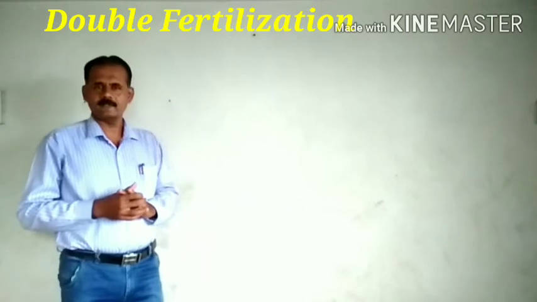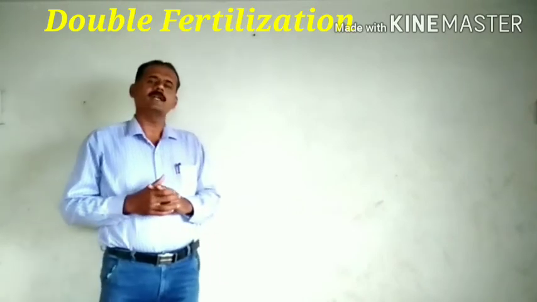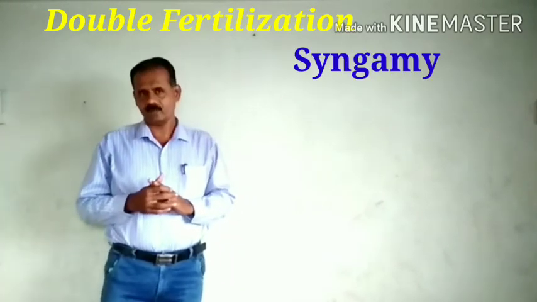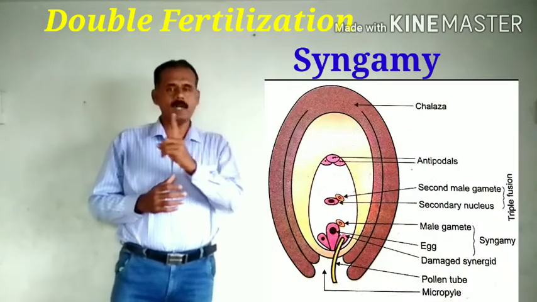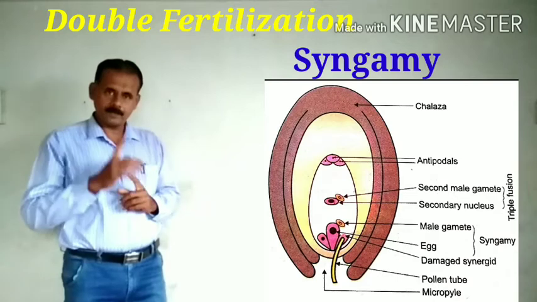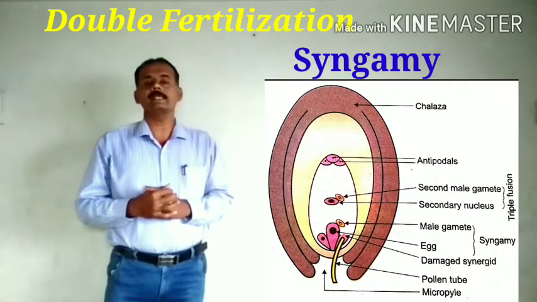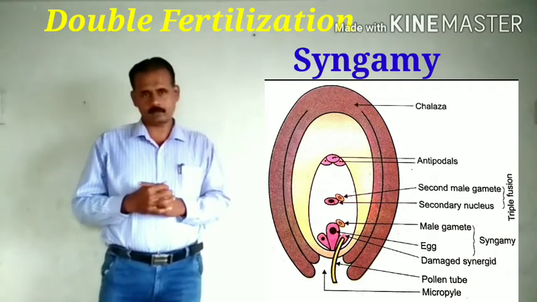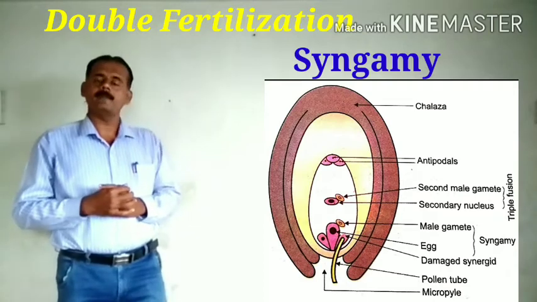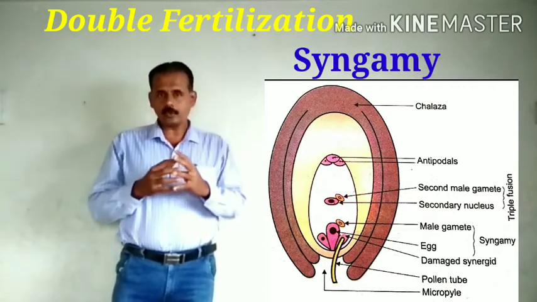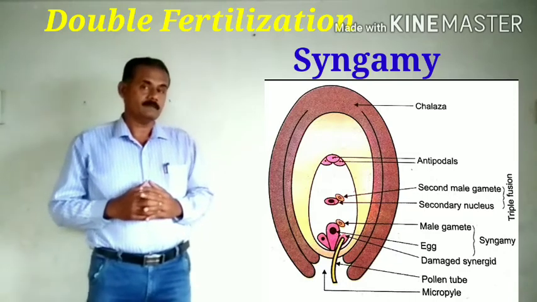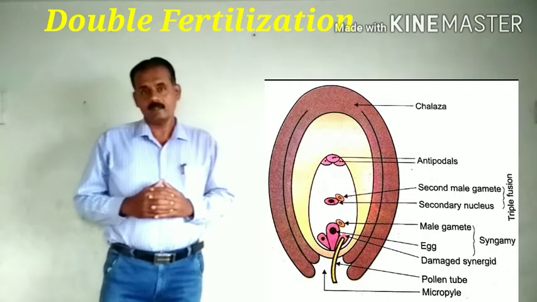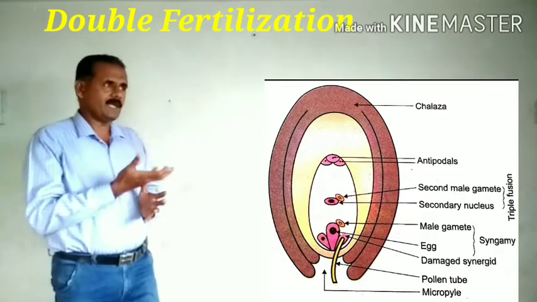The third process in double fertilization is syngamy. What is syngamy? Syngamy is the fusion of one male gamete and one female gamete to produce a diploid zygote. The male gamete is haploid, the female gamete is haploid, they fuse together and form a diploid zygote. It is called syngamy. Syngamy produces a diploid zygote.